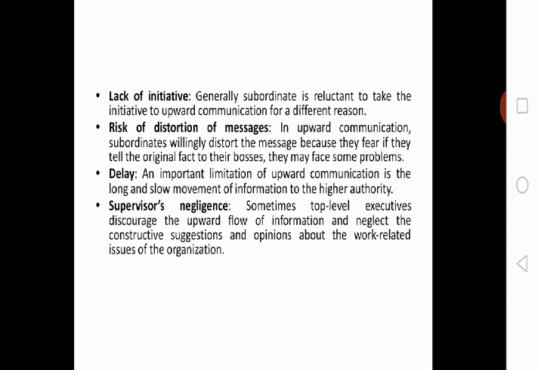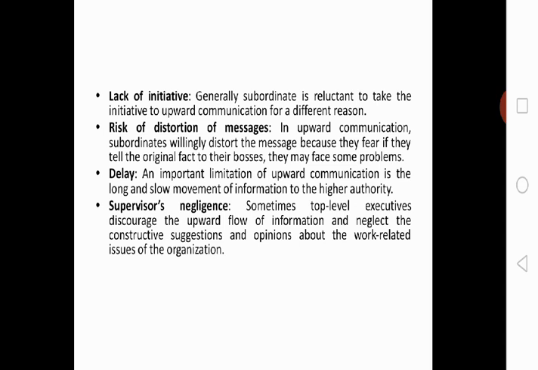Next is risk of distortion of messages. In upward communication, subordinates willingly distort the message because they fear if they tell the original fact to their bosses, they may face some problems. That happens because sometimes top level management may ask what is the condition of some product, if it is a product making company, and if the real situation is that it is not yet done, the subordinates may give wrong information that it is already done. So this makes some problem. This fear to tell the truth makes some problems.